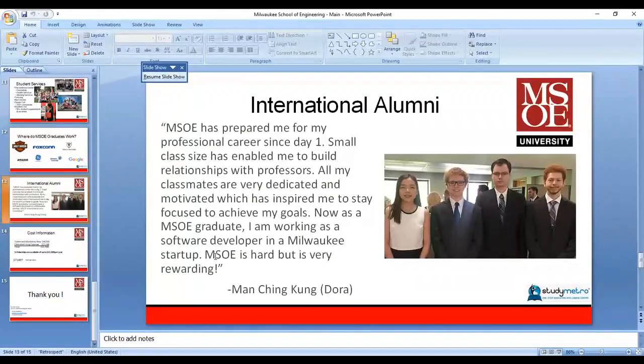Here we have an international alumna. Her name is Manjing Kun. She had a great experience with the university because her classmates and professors are well experienced and were very helpful to her in her process. Now she is working as a software engineer at an MSOE startup company in Milwaukee.